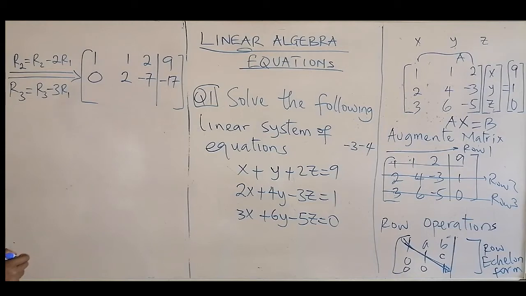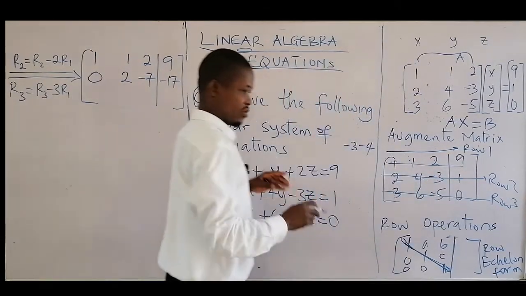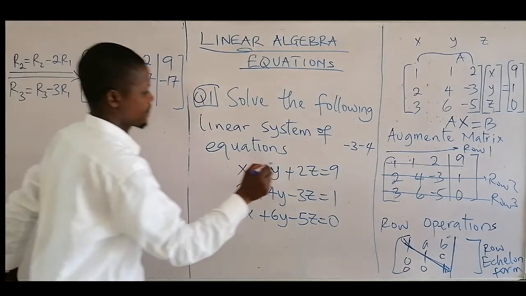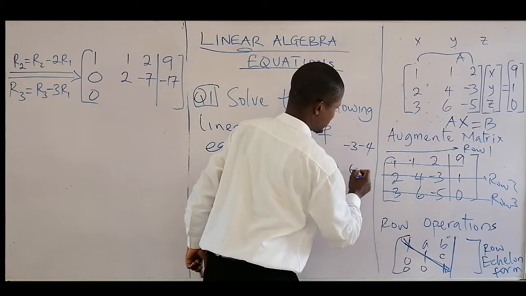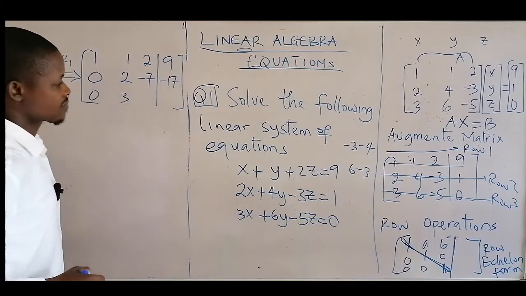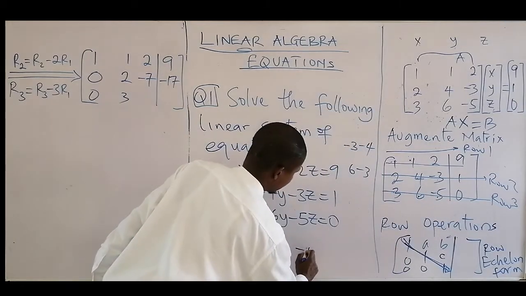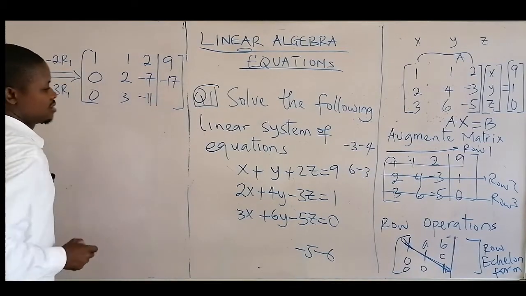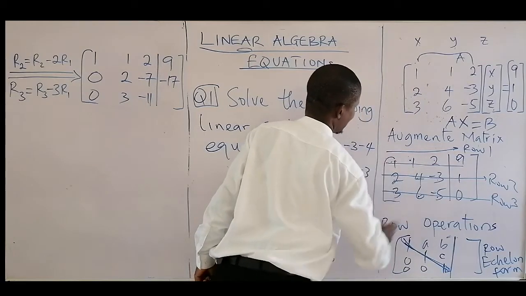Then row 3 is row 3 minus 3 times row 1, my reference point. 3 minus 3, that'll be 0 here. Then here is 6, this one times 3, that's 3, so 6 minus 3 is 3. Then also here, this is minus 5, this one times 3 is 6, so minus 5 minus 6, that's minus 11. And the final one, 0 minus 3 times 9, that's 27, so that's minus 27.